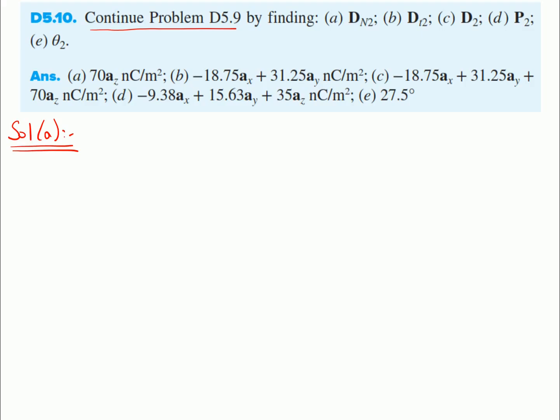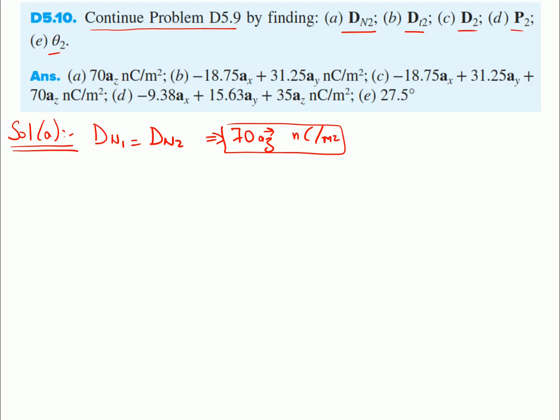Again, with the data provided in the previous problem, we now need to find, for the second region, the normal component of the electric flux density, the tangential component, the magnitude, the polarization, and the angle. We know from the boundary conditions of dielectric materials that the normal components are the same. So whatever value we got from the previous will be for the second as well, which is going to be 70 along A of z nanocoulomb per meter square.